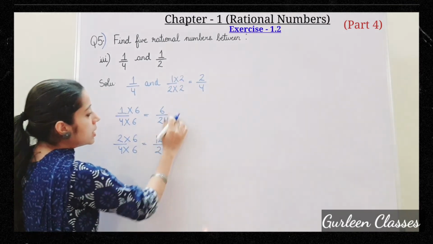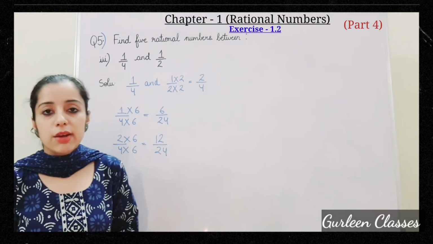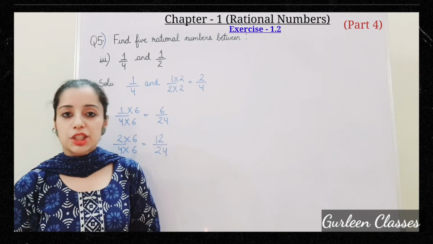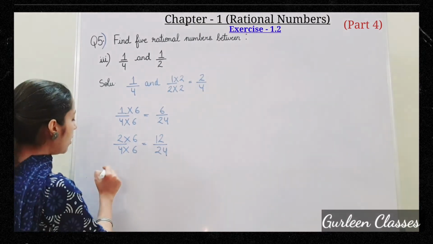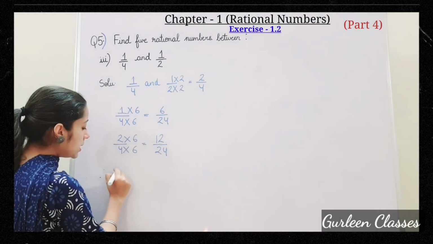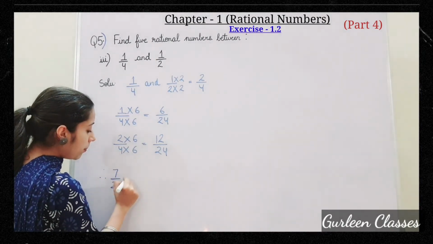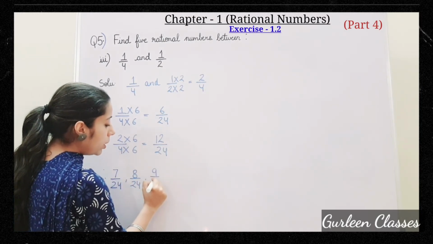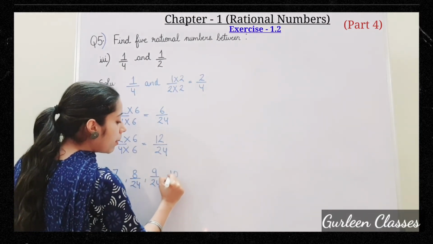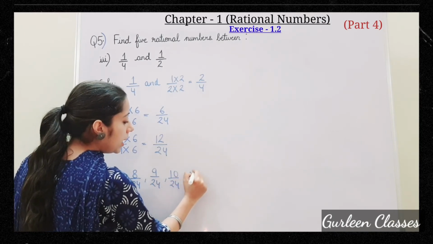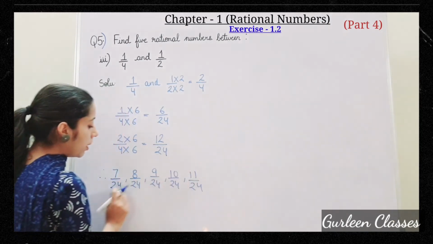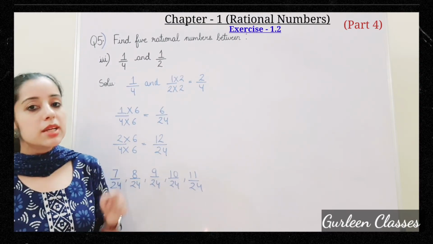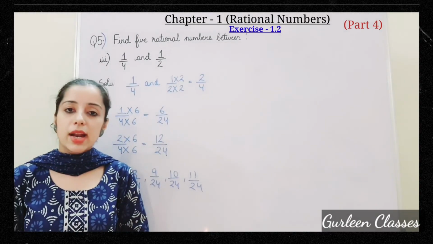So between 6 upon 24 and 12 upon 24, we can find out 5 rational numbers. So let us write 5 rational numbers will be 7 upon 24, 8 upon 24, 9 upon 24, 10 upon 24, 11 upon 24. 1, 2, 3, 4, 5. So these are the 5 rational numbers between 1 upon 4 and 1 upon 2.